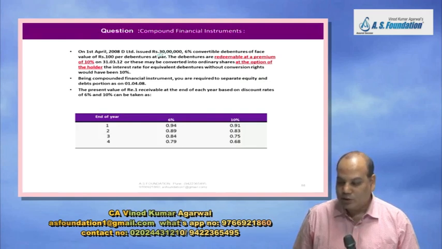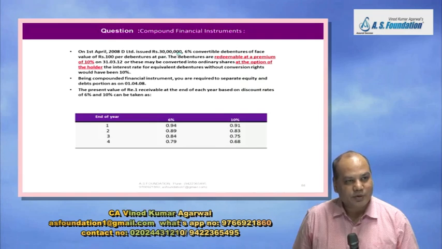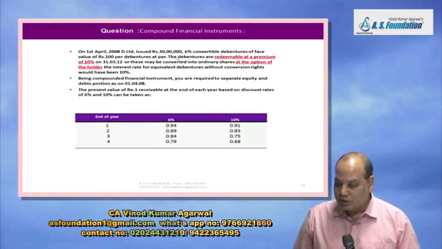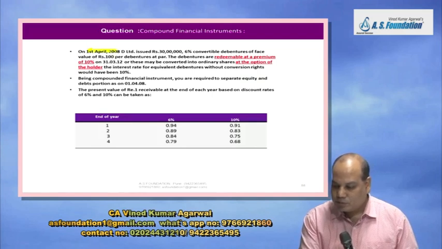Read carefully. It can be at a discount. It can be at a premium. The debentures are redeemable at a premium of 10%, meaning the redemption value is 33 lakh. This time the redemption value we will take as 33 lakh. On 31st March 12, the student will count how many years the bond will be maturing in.